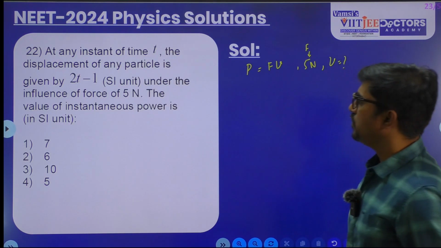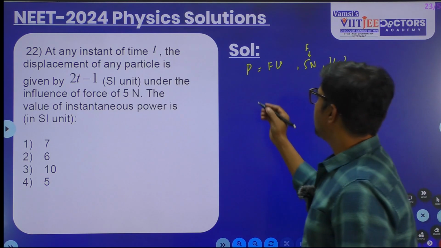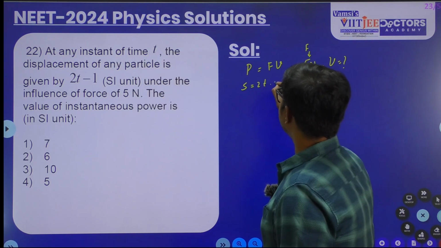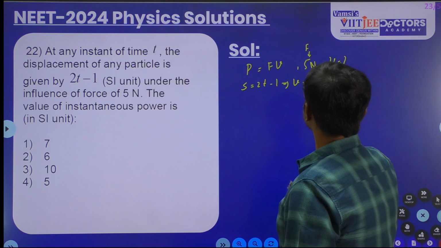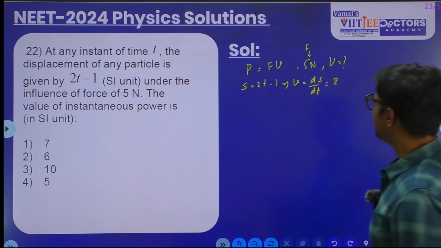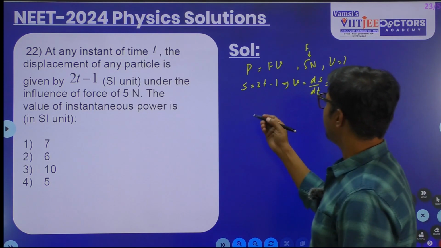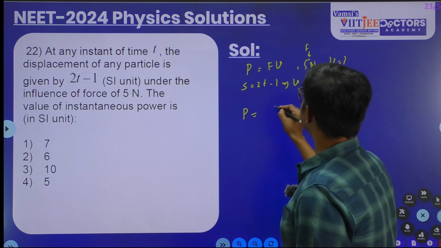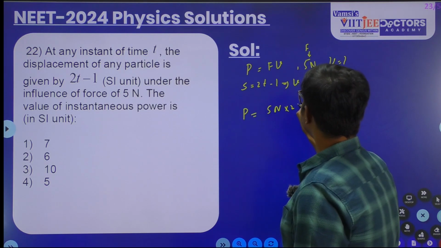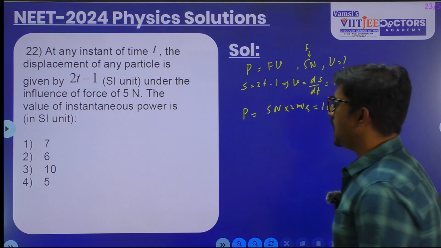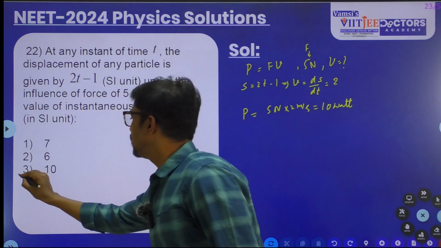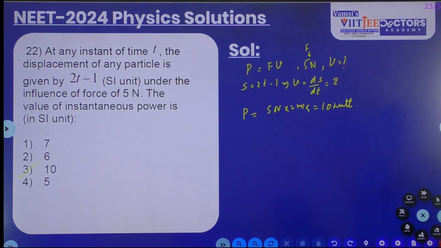So for calculation of velocity, they had given displacement. Displacement equal to 2t minus 1. From there, you can calculate velocity, which is ds by dt, which is going to be differentiation of 2t is 2. The moment I have velocity, now write power. Force is 5 Newton. Velocity is 2 meter per second. You will get 10 watt. 10 watt is the answer. Right? Very good. Simple question only.